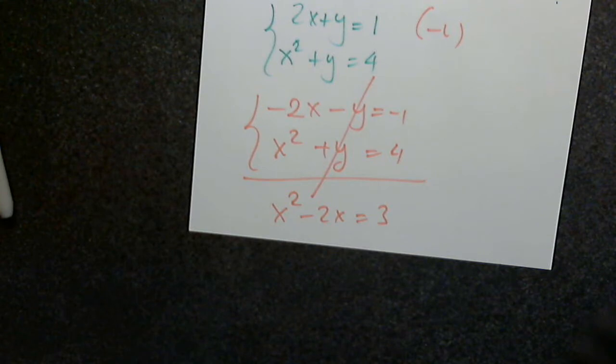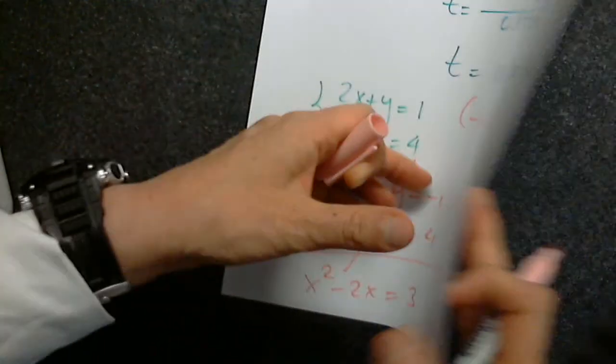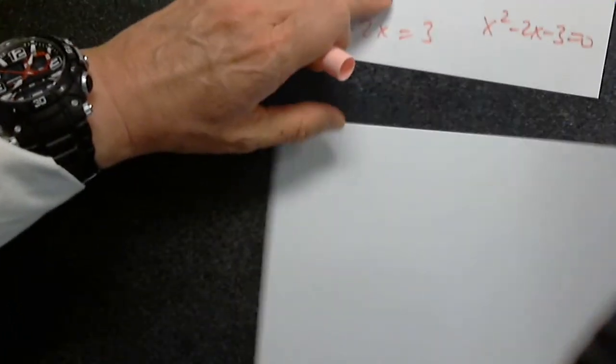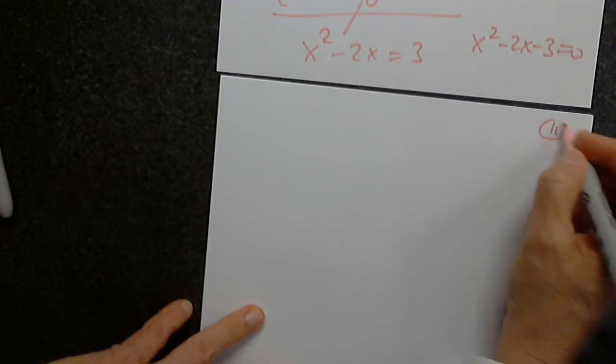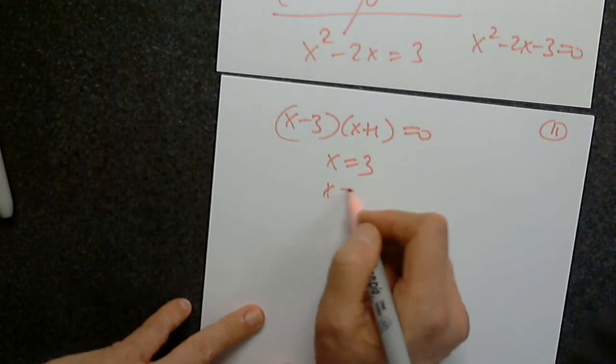But you can say, no, I don't want to use substitution, I want to use elimination. Or, I don't want to use elimination, I want to use substitution. We can do that too. So you choose. Is this good enough before we continue? Yeah. Okay. So then I have x squared minus 2x minus 3 equals 0, because it's quadratic and I have to set it equal to 0. So then x minus 3 and x plus 1. So x equals 3 and x equals negative 1.